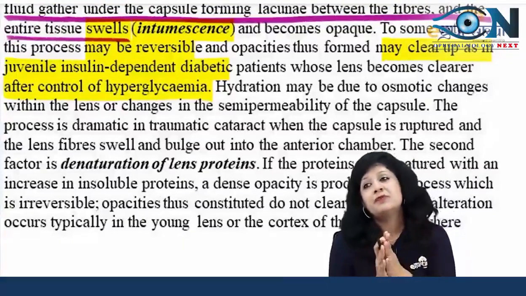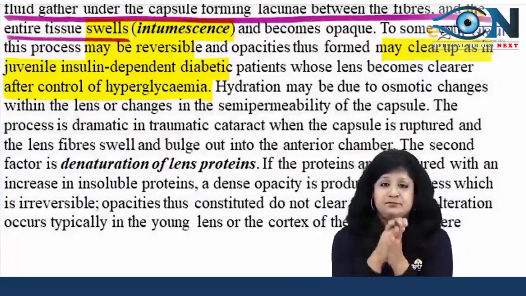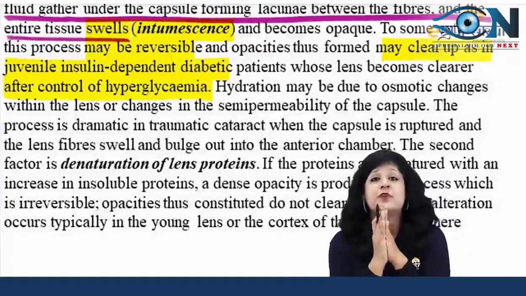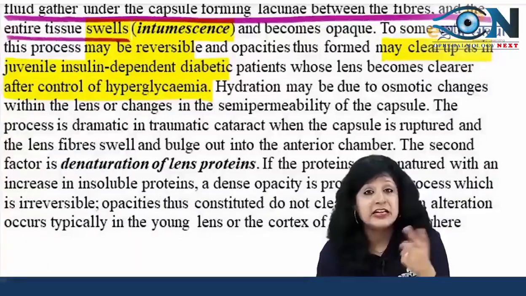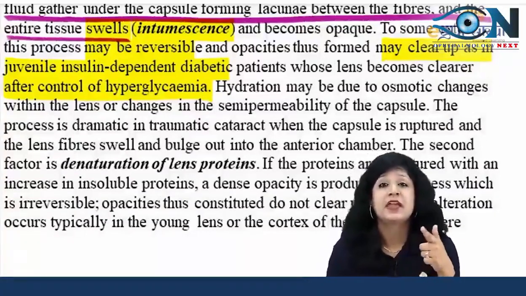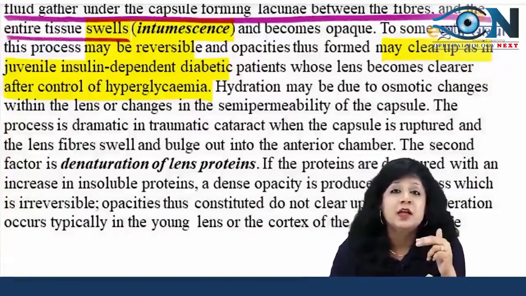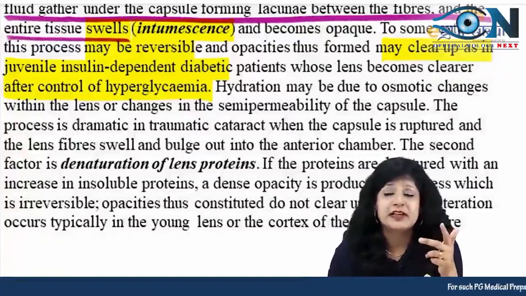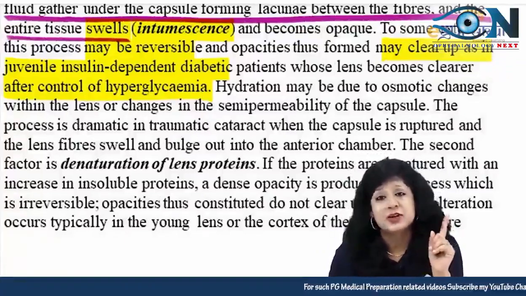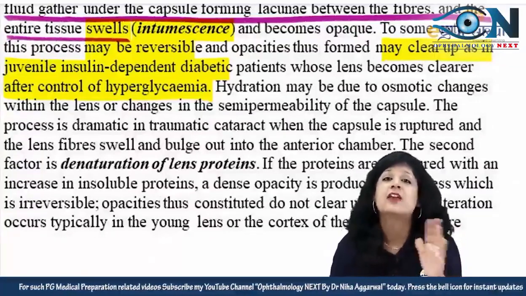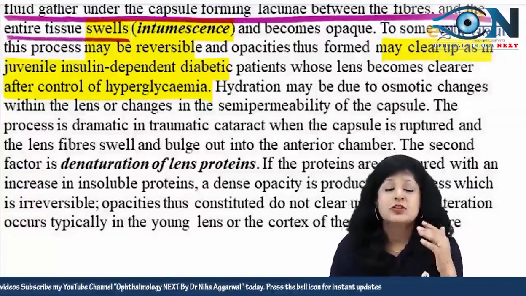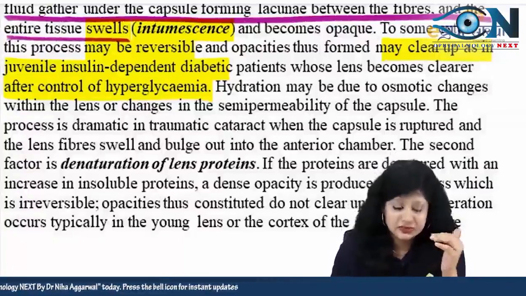Now if you remember, we read that the only cataract which is reversible is found in galactosemia. Here they are saying that even the juvenile insulin dependent diabetes cataract clears up if you are controlling the hyperglycemia, but only up to a certain extent. Mind you, after the maturity of the cataract, none of the cataracts will be reversible. So it is only up to certain stages that it remains reversible.